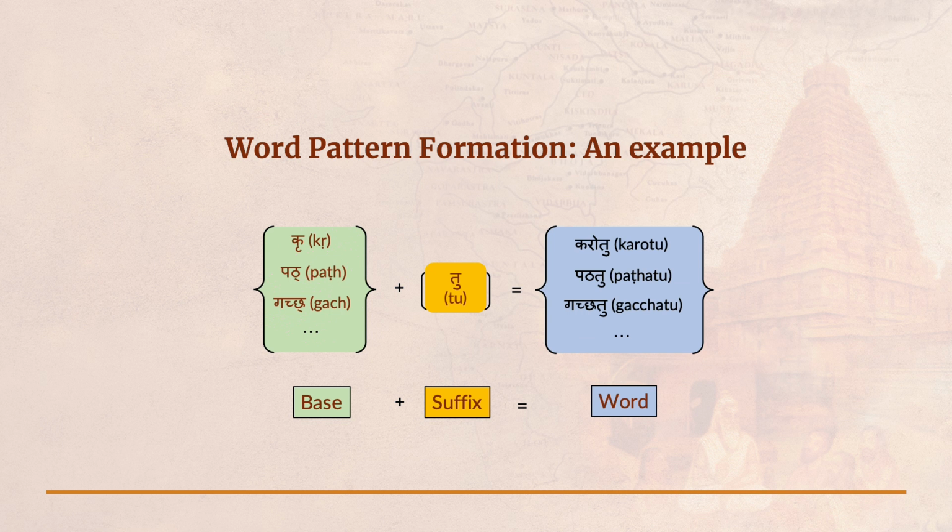So for every word in Sanskrit, the basic building block is you start with a base, then add a suffix to it, and then get a word. But in the process of getting the word, some more rules will be triggered. But that is how the word generation logic seems to work in the Sanskrit language.